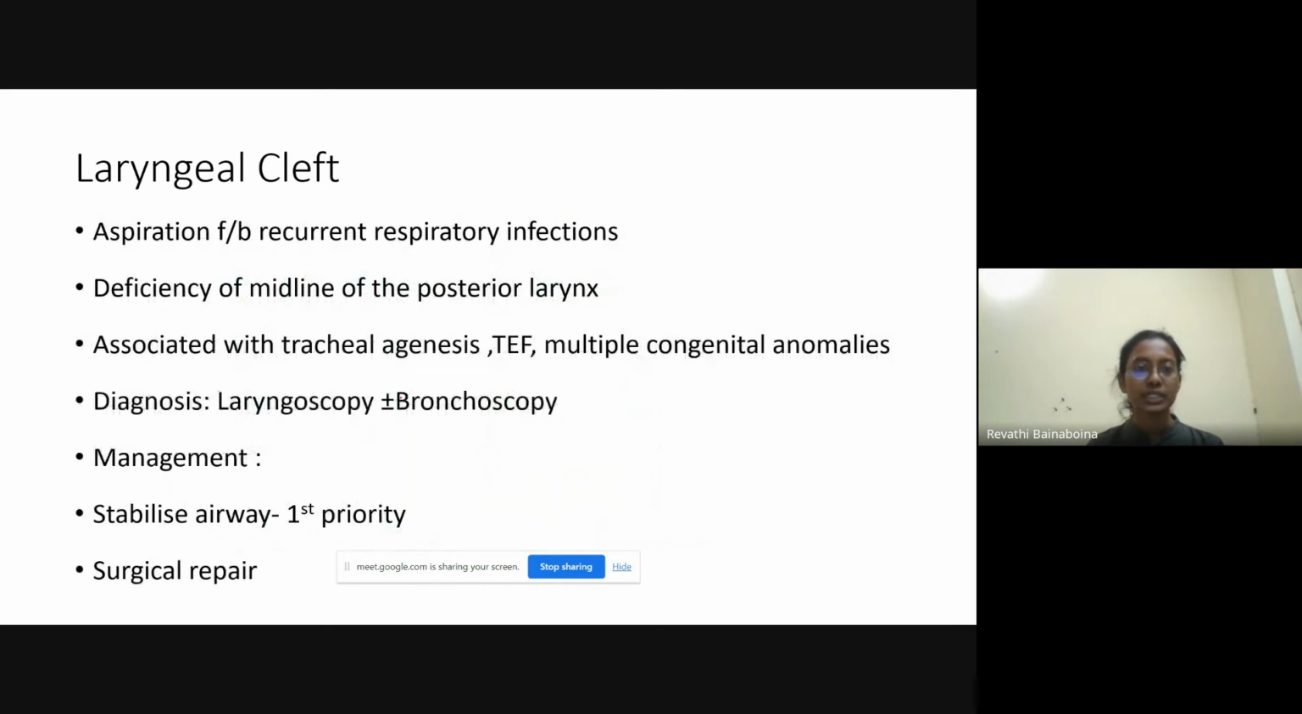So it is associated with tracheal agenesis, tracheoesophageal fistula, and multiple congenital anomalies. Management includes stabilization of the airway, which is the first priority, followed by surgical repair in types 3 and 4, which is the definitive procedure.